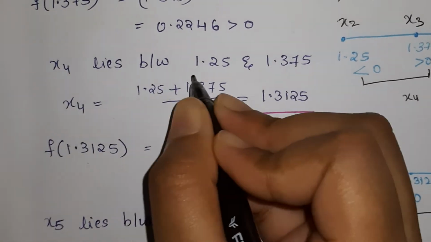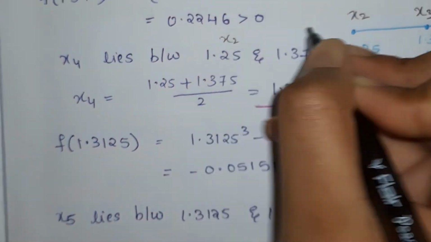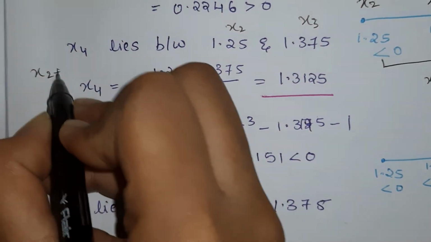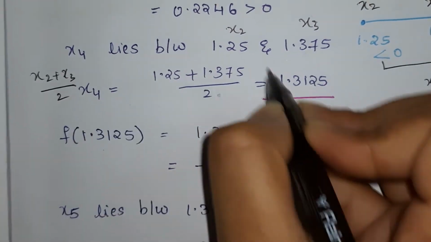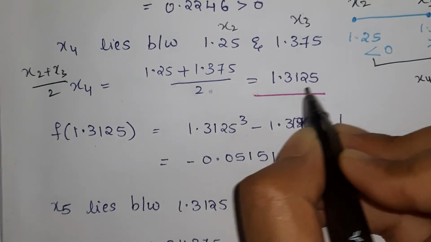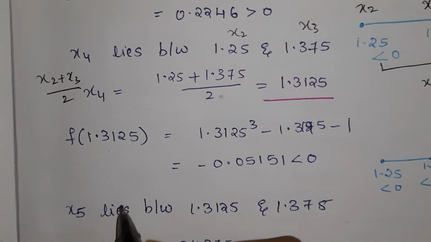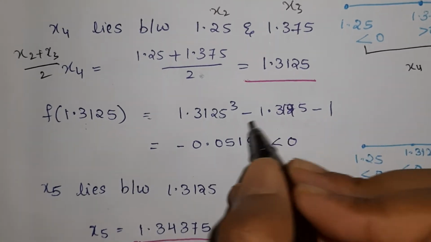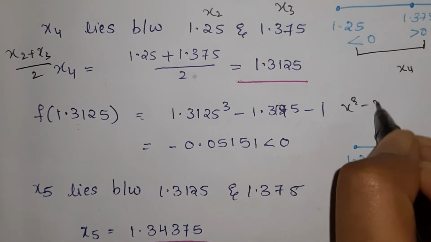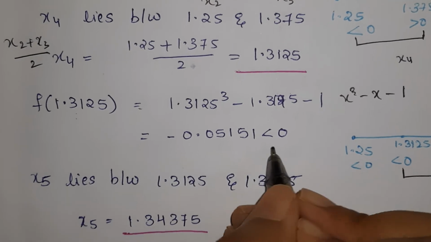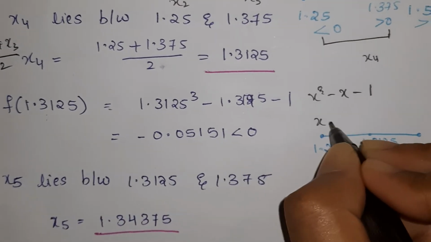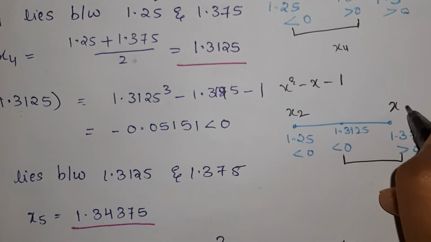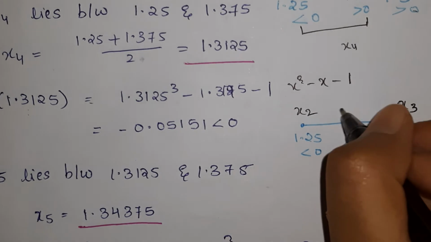Here x4 lies between x2 and x3. So to find x4, you add x2 plus x3 by 2. You do this, you will get 1.3125. Now we are finding f of 1.3125. Substitute that in the x cube minus x minus 1 equation, and we will get a negative value. Since we got a negative value, this is x2, this is x3, and here x4.